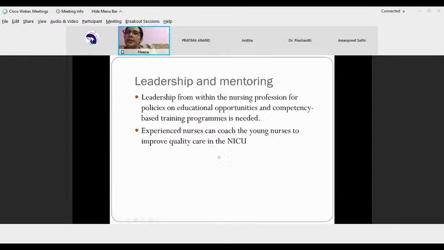And the third one is leadership and mentoring. Leadership from within the nursing profession based on policy, on educational opportunities, as well as competency-based training programs. Senior nurses can train their junior nurses, they can take part in educational opportunities, and the training program has to be there and needs to be updated from time to time. Experienced nurses can coach the young nurses to improve the quality of care in NICU.